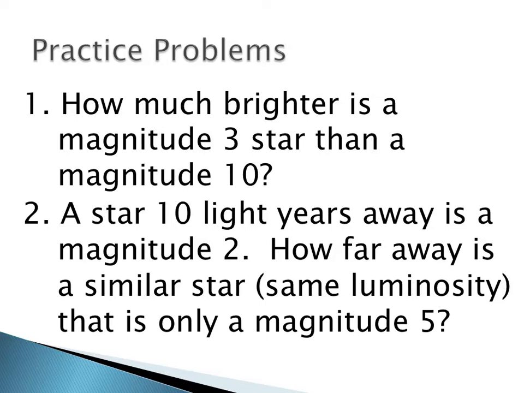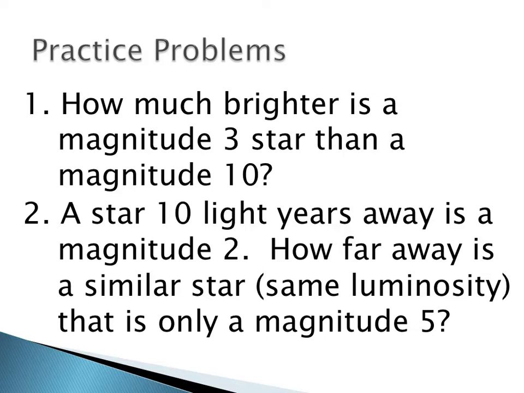So how do you do this? Well, just talking it through very quickly, you start by subtracting. 5 minus 2 is 3. You then take 2.5 to that third power. You get 15.625, or almost 16. So that means the magnitude 2 star is about 16 times brighter than the magnitude 5. It's about 16 times brighter, but that doesn't tell us the distance. How does that get us to the distance?